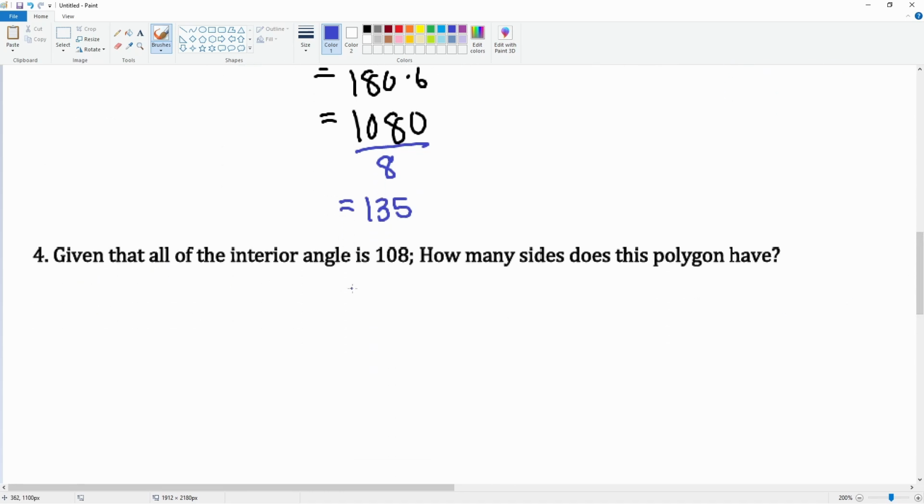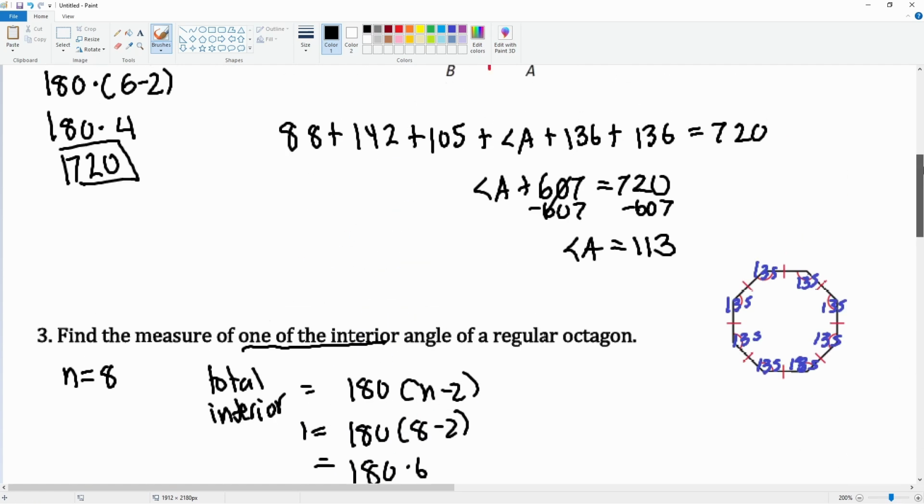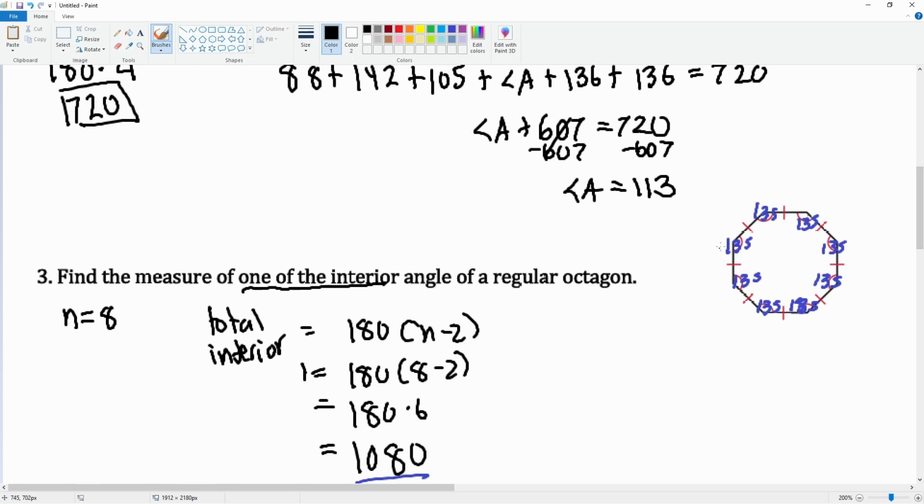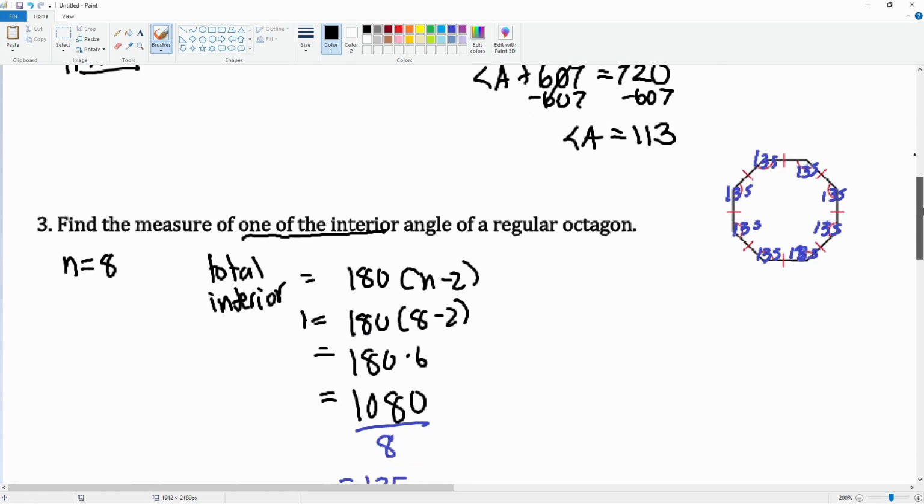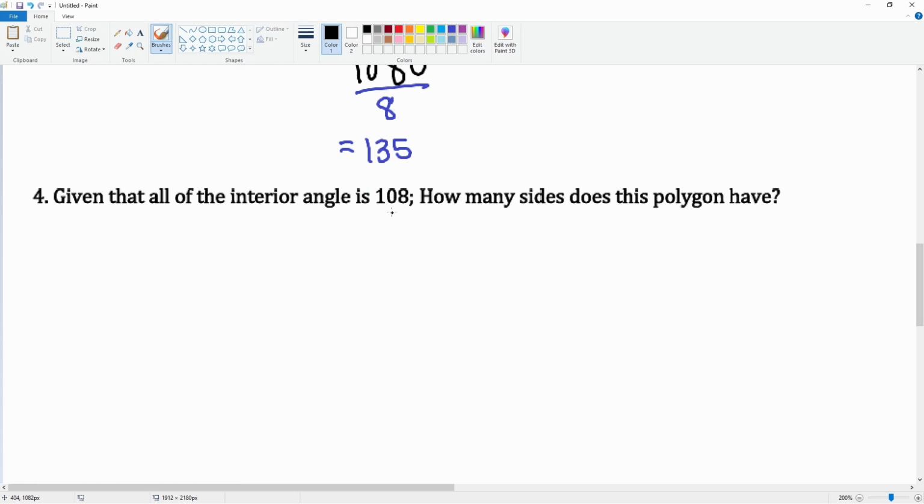Given that each of the interior angles is 108, how many sides does this polygon have? Well, in the last problem, each of these interior angles was 135. Here, each of these interior angles is 108. We need to figure out the number of sides. Well, let's try to figure out in order what they are.